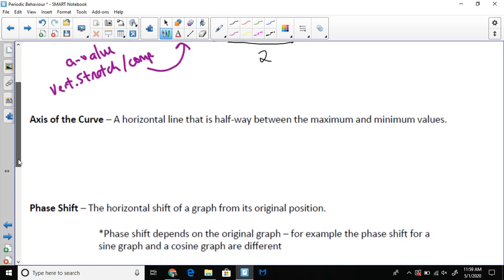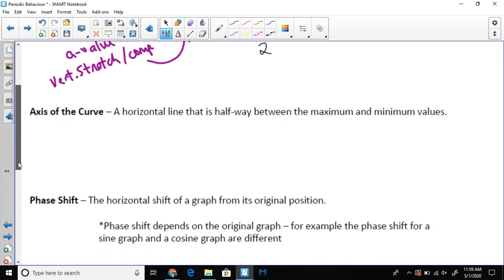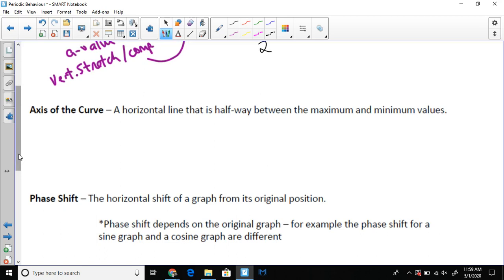The axis of the curve is a horizontal line that is halfway between the max and the min value. When you think about it, if I have a max value and a min value, how do I find the middle? Well, I add them together and divide by 2.